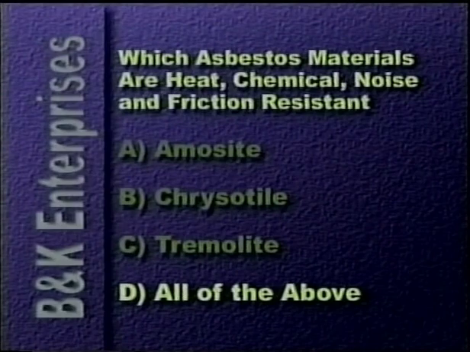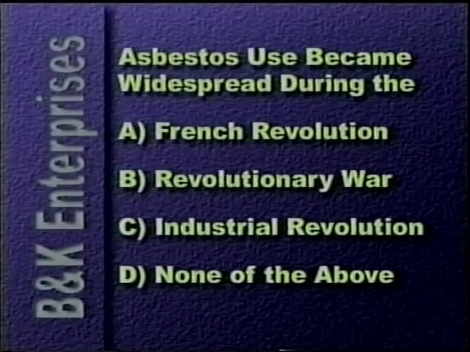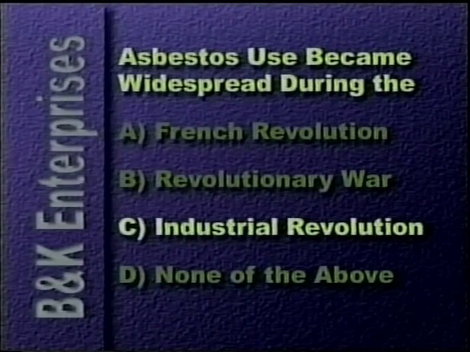Number 5. Asbestos use first became widespread during A. the French Revolution, B. the Revolutionary War, C. the Industrial Revolution, or D. none of the above. The correct answer is C. the Industrial Revolution.